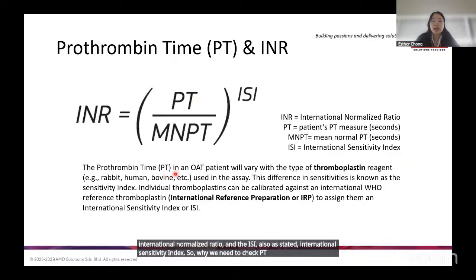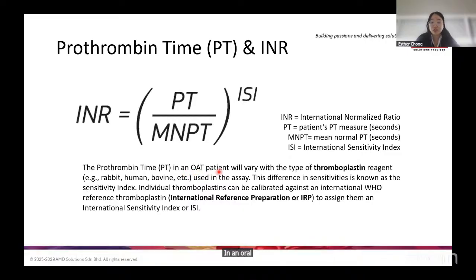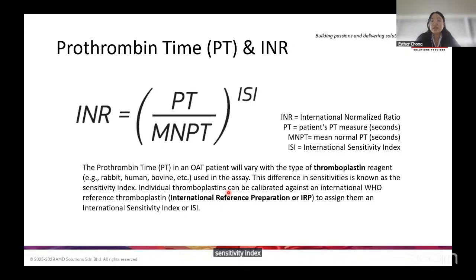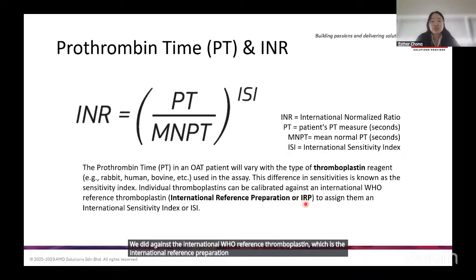Because PT in an oral anticoagulation therapy patient will vary with the type of thromboplastin reagents such as rabbit, human, or bovine, etc., used in the assay. So this difference in sensitivity is known as the sensitivity index. As individuals, thromboplastin can be calibrated against the international WHO reference thromboplastin, which is the International Reference Preparation, or the IRP shortened, to assign them to an International Sensitivity Index, or ISI.